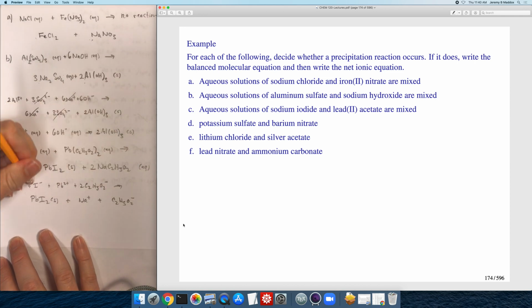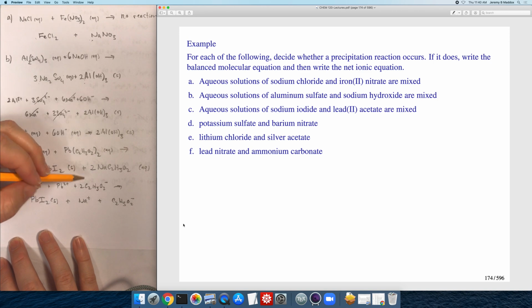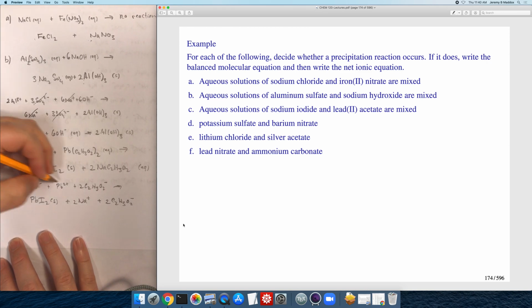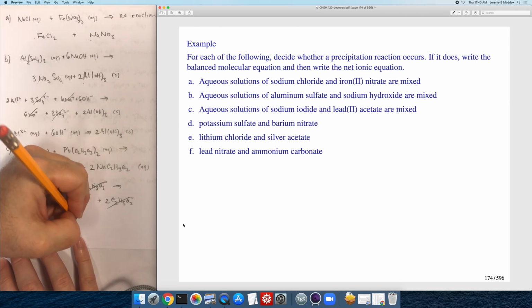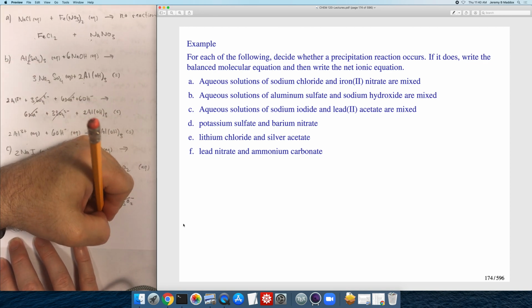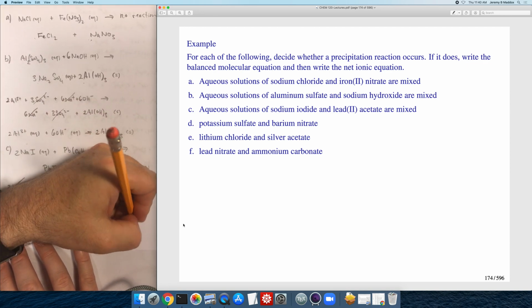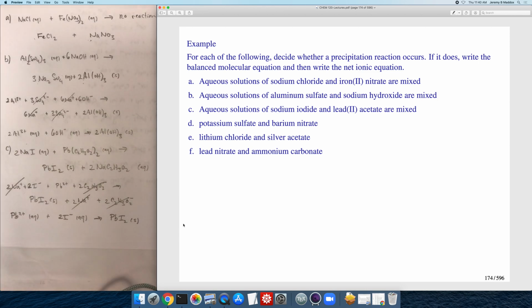And now I can correct the coefficients in my total ionic equation. So that should have been a 2, that should be a 2. Those are correct, that's correct. I need a 2 there and a 2 there. Now we can cancel out the spectator ions. So the sodiums are going to cancel, the acetates are going to cancel, and the net ionic equation is going to look like this, where we've got our precipitate forming.